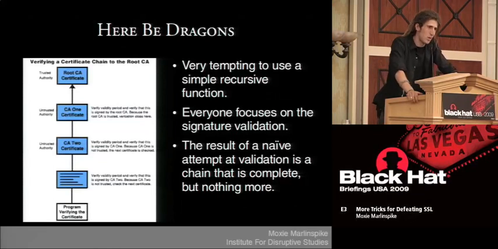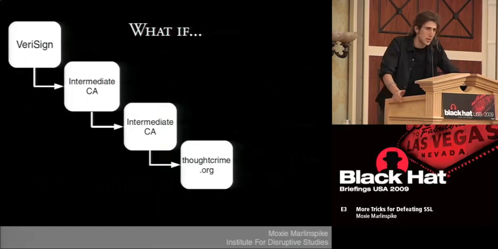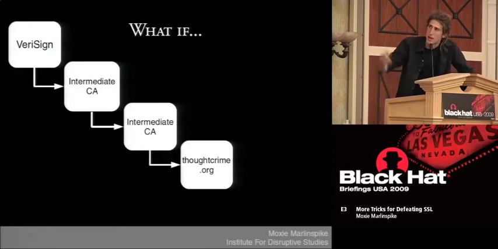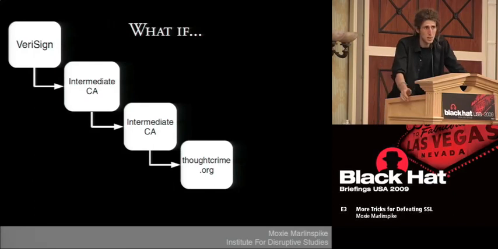And so when people do that, the emphasis is on the signature validation, right? And the result of a naive attempt at this is that you can validate that a chain is complete, but nothing more. This is what I mean by that. Let's say that we have this picture. It's a fairly common picture. You have some certificate authority that signed a couple of intermediate CAs, and eventually I got my leaf node certificate for thoughtcrime.org, a domain that I own legitimately.